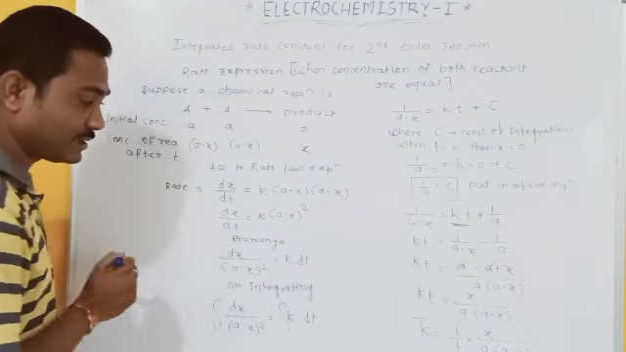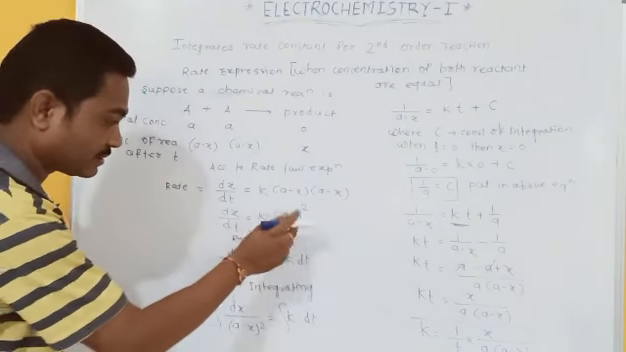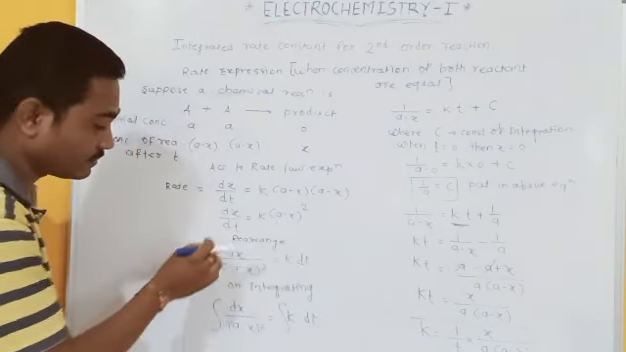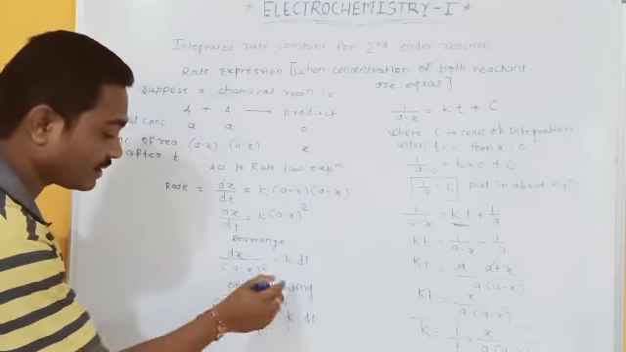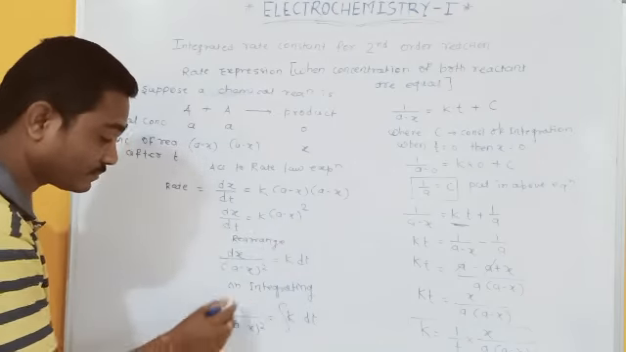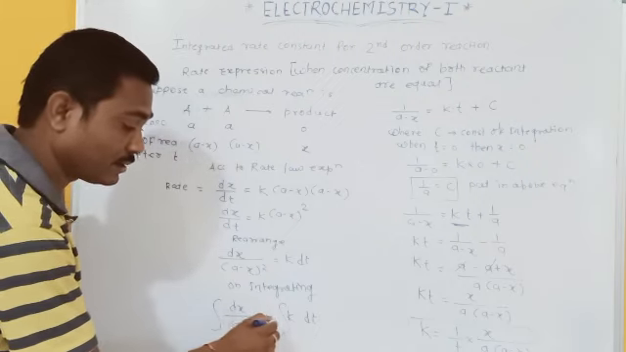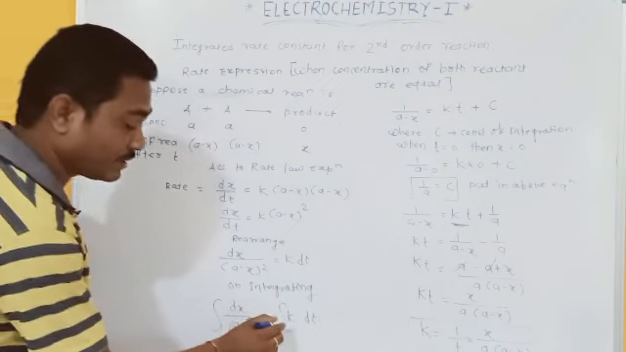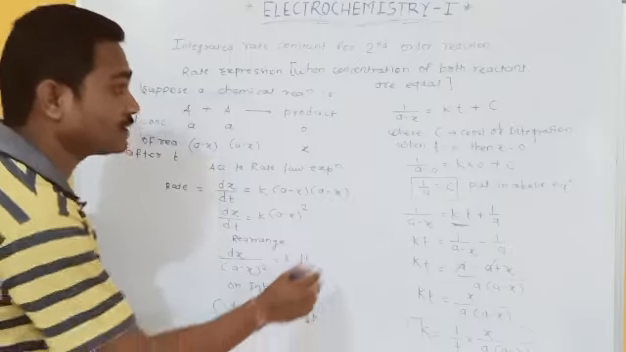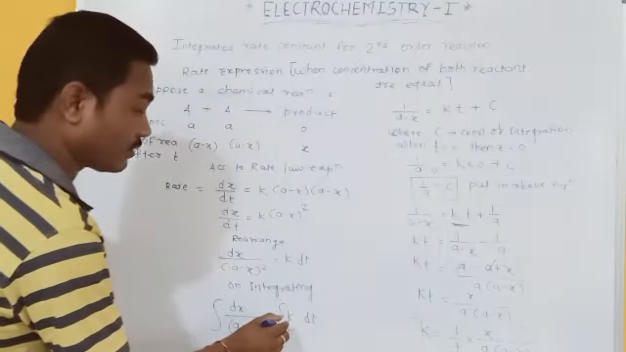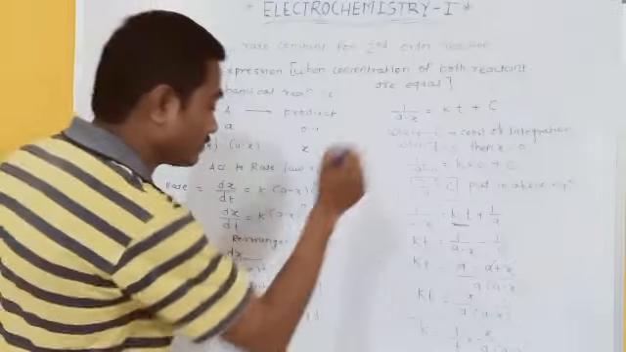dx by dt, on rearranging, the dx x वाली term x side, k into dt. On integrating, integration of dx divided by (a minus x) square is equal to integration of k into dt. k is a constant term, therefore the integration of dt is t.